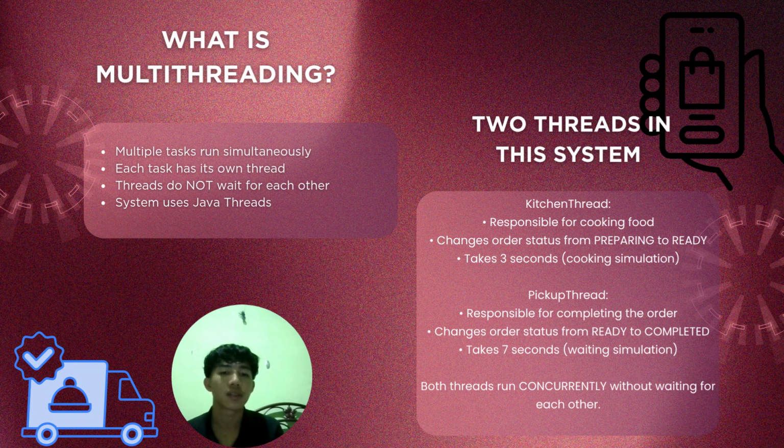First, the kitchen thread. The kitchen thread is responsible for cooking food. When this thread runs, it changes the order status to preparing. Then it waits for 3 seconds to simulate the cooking process. After that, the status changes to ready.